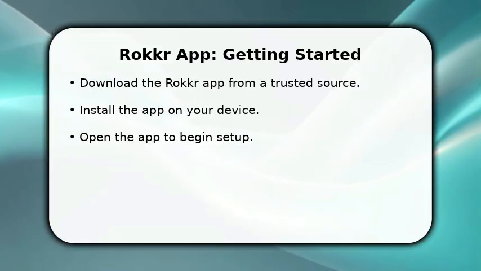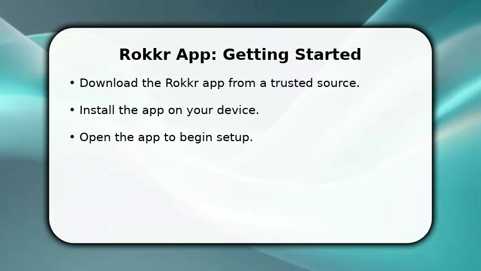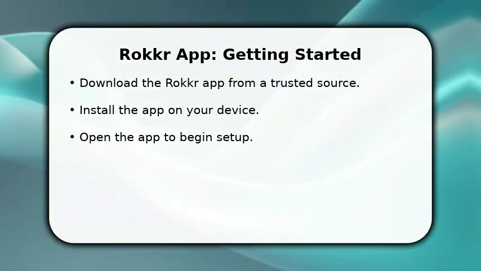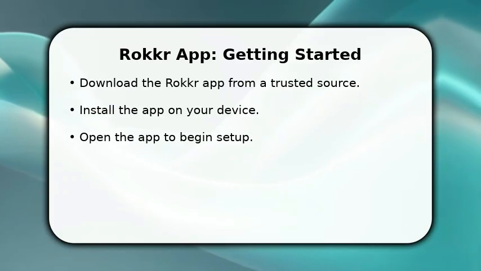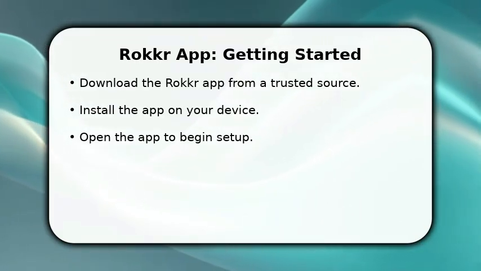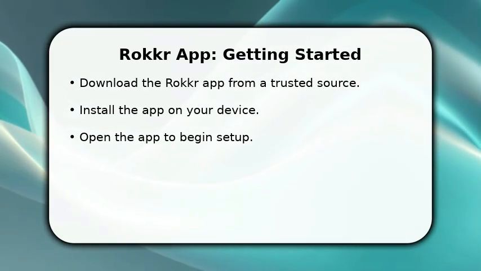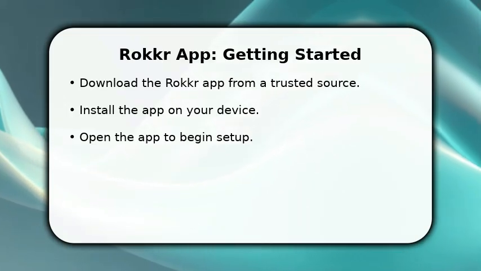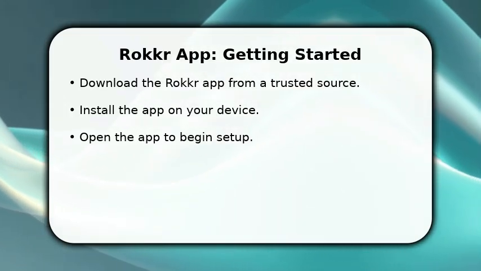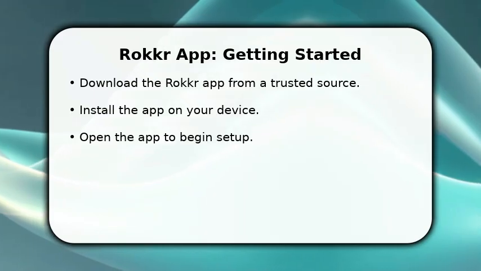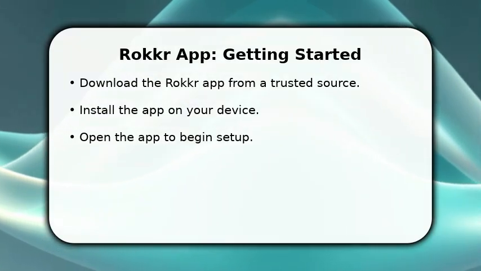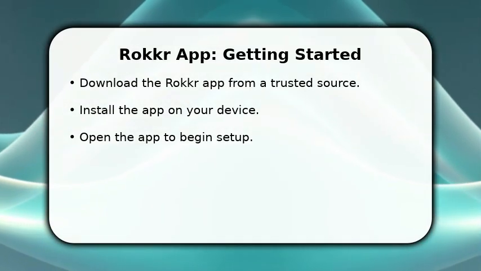In this video, I will explain how to use the Rokkr app. First, you'll need to download the application. Look for it on a trusted app store or directly from its official website. Once downloaded, proceed with the installation process on your device. After installation, simply tap the app icon to open it. This will bring you to the main interface, ready for the next steps.